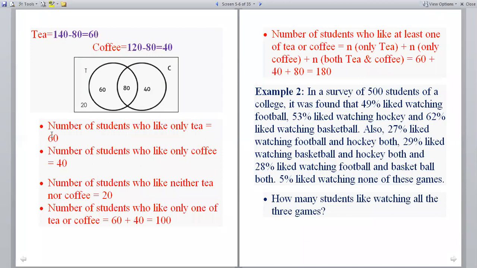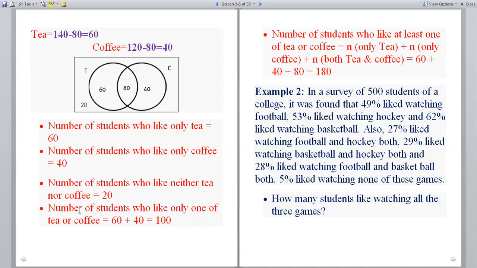Okay. So if they are asking the number of students who like only tea, then the answer would be 60. Number of students who like only coffee, that would be 40. Number of students who like neither tea nor coffee, these are these students, 20.